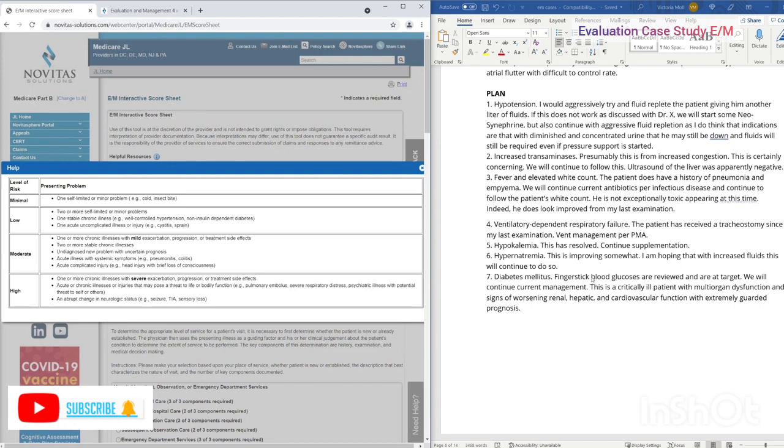I think just stating that the patient is critically ill alone and multi-organ dysfunction and signs of worsening hepatic or renal failure with extremely guarded prognosis. It says guarded prognosis. I'm just not seeing where it would be a severe exacerbation or progression because a lot of this is improving. Look, it says here he's improved since my last examination. The hypokalemia is resolved. This is improving. So I'm just not seeing that this is a high risk. I'm seeing moderate risk here.